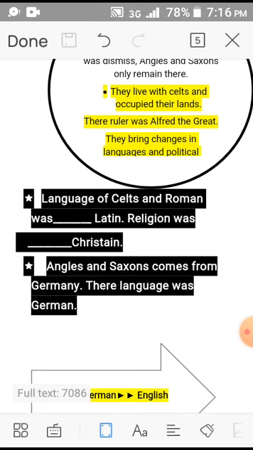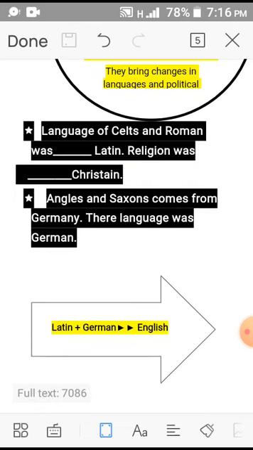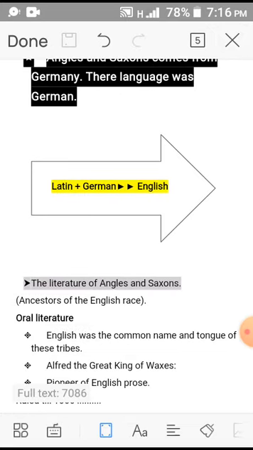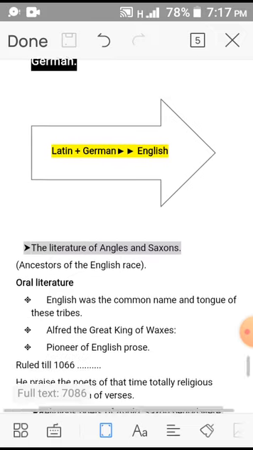As I told you, the language of the Celts and Romans was Latin and the religion was Christian. On the other hand, the Angles and Saxons came from Germany, so their language was German. Hence, the fusion of Latin and German brought about the emergence of the language known as English. So this is all the historical background of the Anglo-Saxon period.